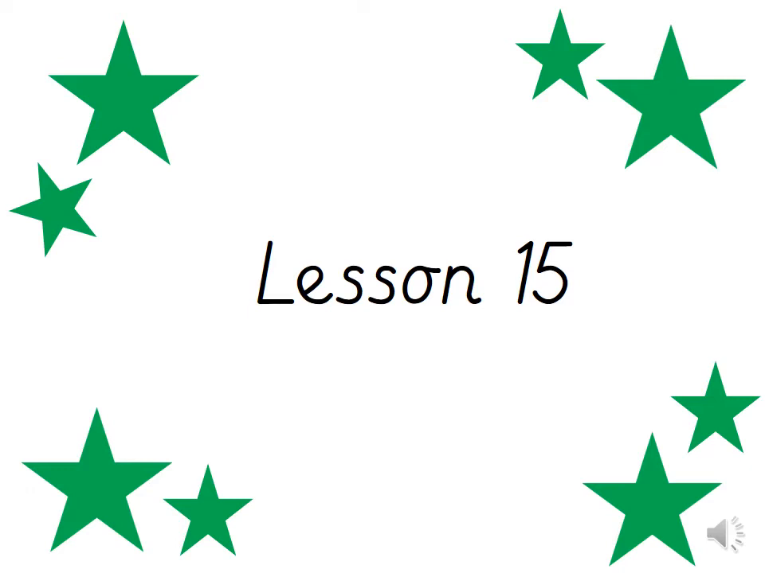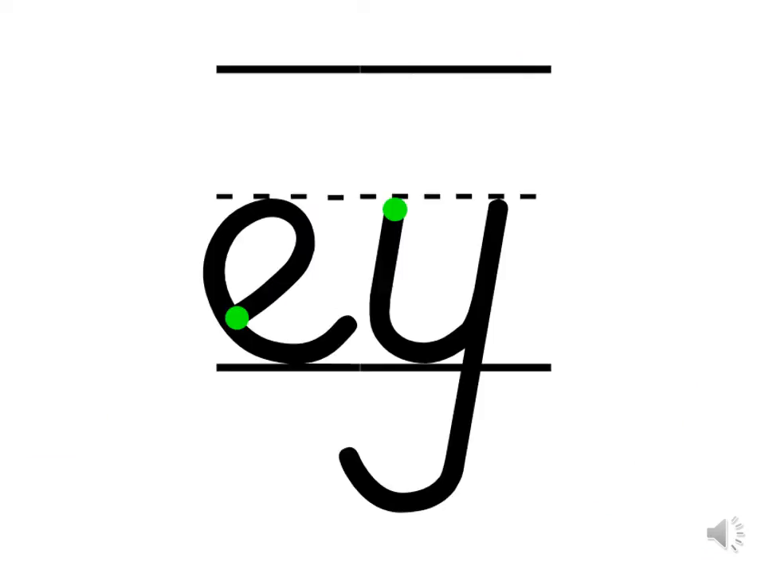We are going to master another phase 5 sound today. Shall we find out what it is? It is the digraph ey. Can you see the two letters that make up this digraph? Do you know which letter families they belong to? The E is a curly caterpillar letter, and the Y is a long ladder letter. It descends under the line.